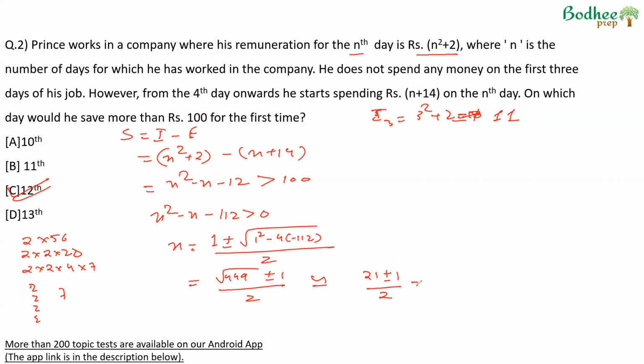So this further can be written as 21 plus 1 upon 2 or 21 minus 1 upon 2. 22 by 2 is 11 and this is 10. So greater than zero will happen beyond 11, a little more than 11, a little less than 10. Clearly, little less than 10 this is not happening, and therefore the first time this will happen is when we have, oh sorry, I've written it wrong.